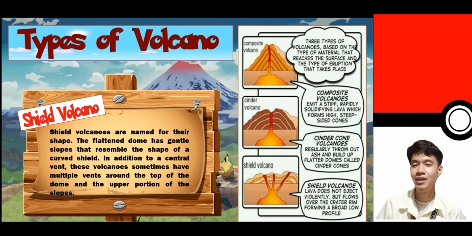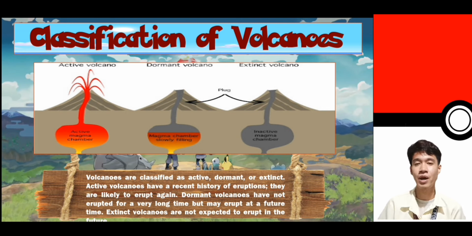Let's move forward to the last topic of our lesson, which is the classification of volcanoes. First, the general classification of volcanoes. Volcanoes are classified as active, dormant, or extinct. Active volcanoes have a recent history of eruptions. They are likely to erupt again. Dormant volcanoes have not erupted for a very long time but may erupt at a future time. And lastly, extinct volcanoes are not expected to erupt in the future.